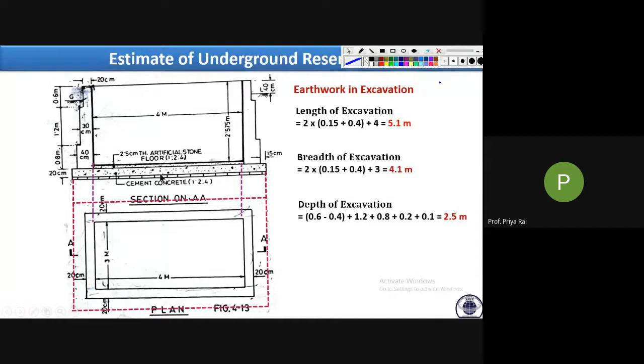Now your next work should be which one? After earthwork in excavation, see the diagram. After earthwork in excavation, what we have to construct first? Ma'am, BFS. Yes, this one, this layer we have to put, right?